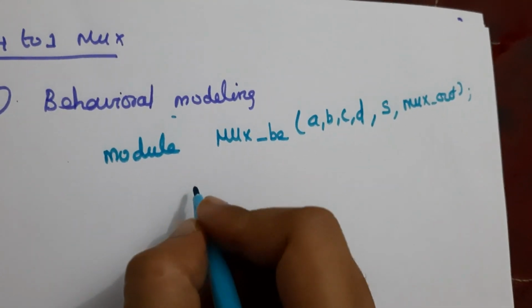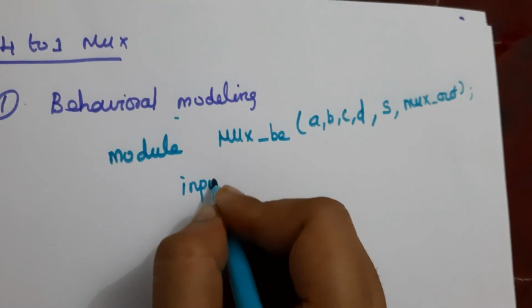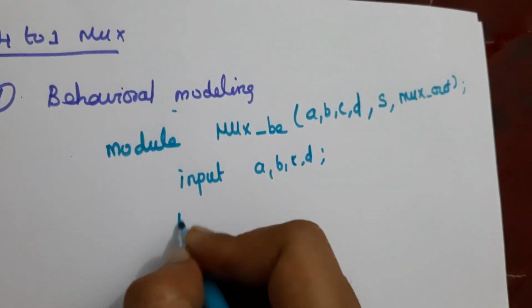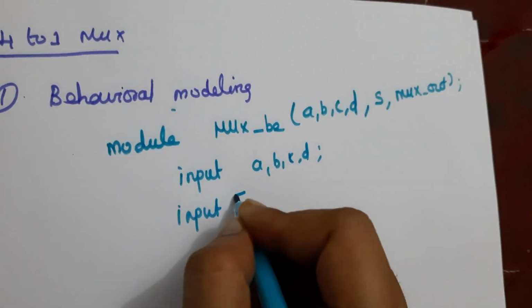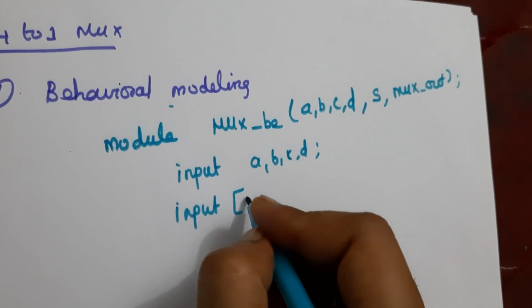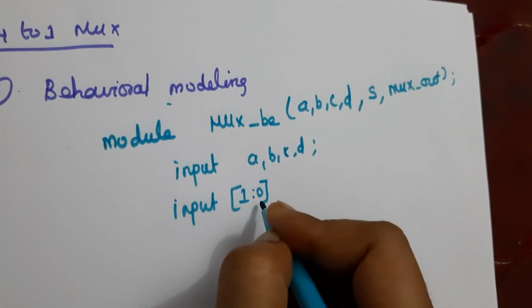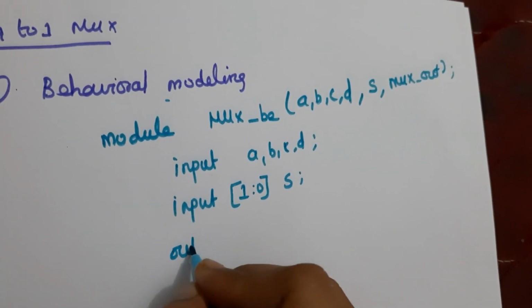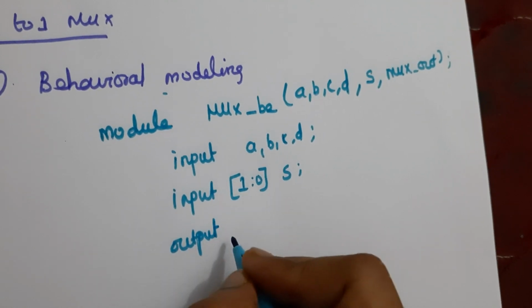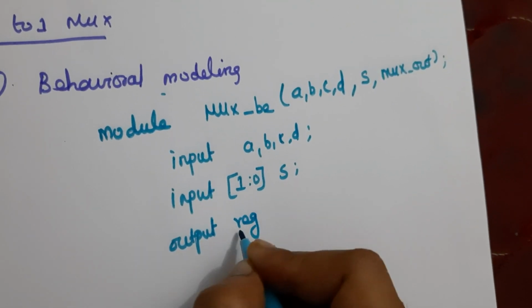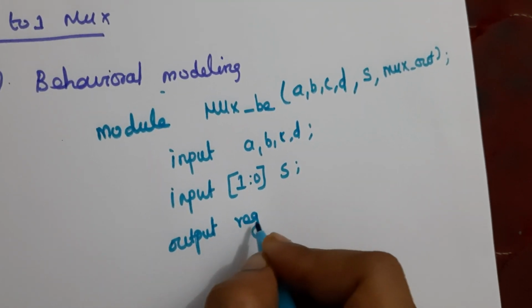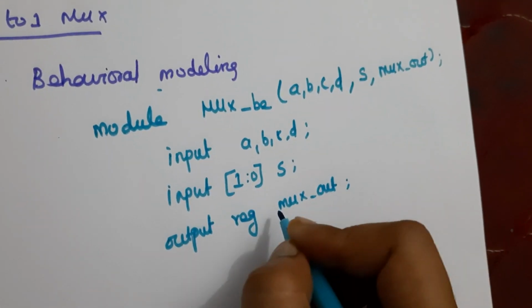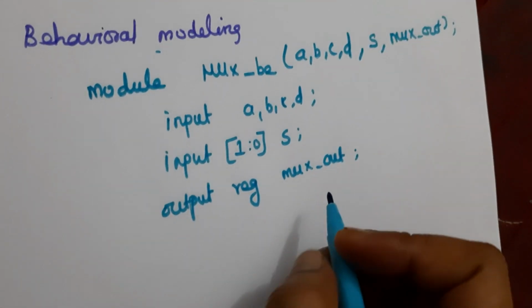Now we declare the input and output ports. Input A, B, C, D are 1-bit inputs, and the select line is also an input, but the size of the select line is 2, so 1:0, 2-bit. Next is the output. Already I mentioned that the output must be declared as a register. So output reg mux out. Mux out is a single bit.